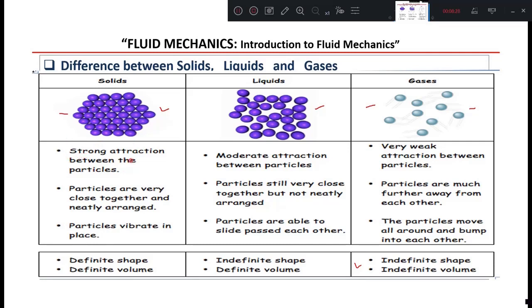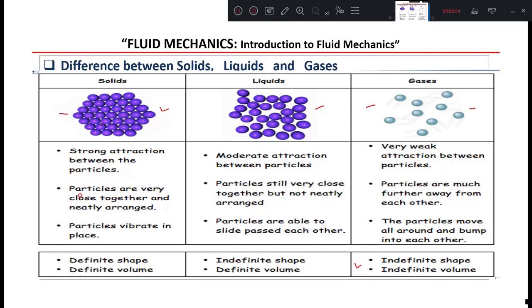They have a strong attraction between the particles, that is, the cohesive force is more strong. But in the case of liquids, there is moderate attraction between the particles. Compared to solids, they have a moderate attraction between the particles, that is the cohesive force. In the case of gases, the cohesive force is very weak, that is, very weak attraction between the particles.